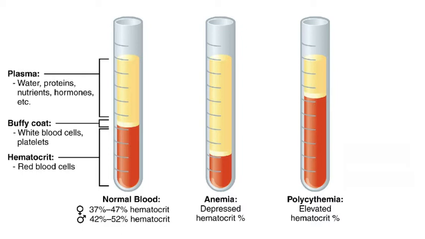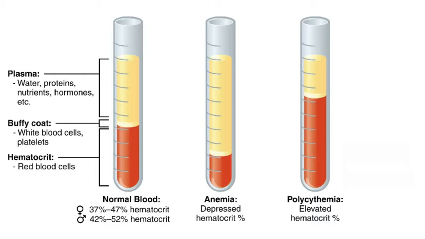Normal blood for females should be about 37 to 47%. For males, it's a little higher. It's typically 42 to 52%. When you're below that, it's considered anemia, and when you're above that, it's considered polycythemia.